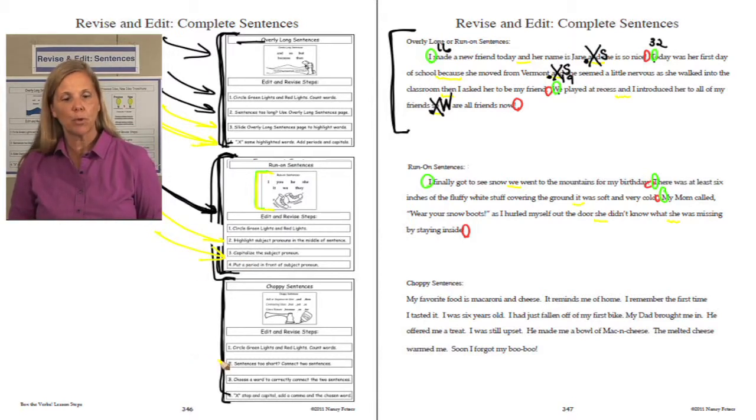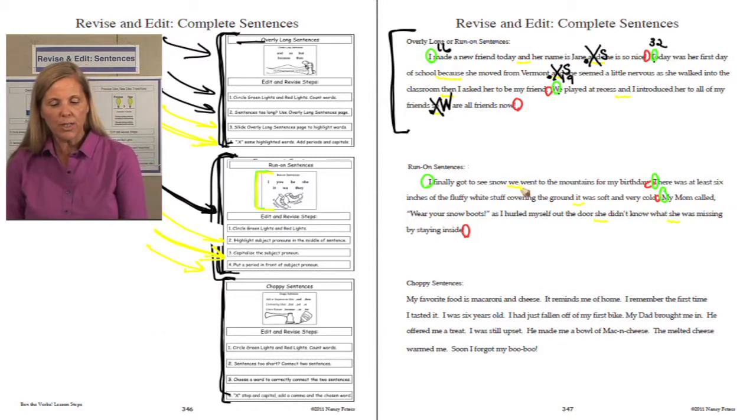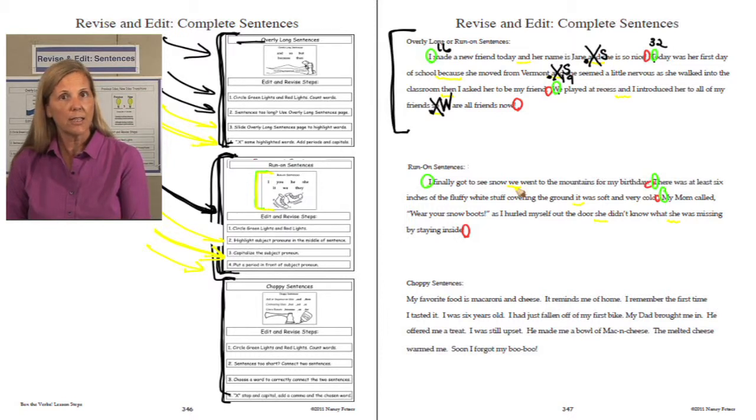Capitalize the subject pronoun. After we capitalize the subject pronoun, then we'll put a period in front of the subject pronoun. So we go to our subject pronoun. First, read what's before it. I finally got to see the snow. That makes sense. I is who's in that sentence. What about it? Finally got to see the snow. I'm going to put my capital there, then I put a period in front of it. I finally got to see the snow.